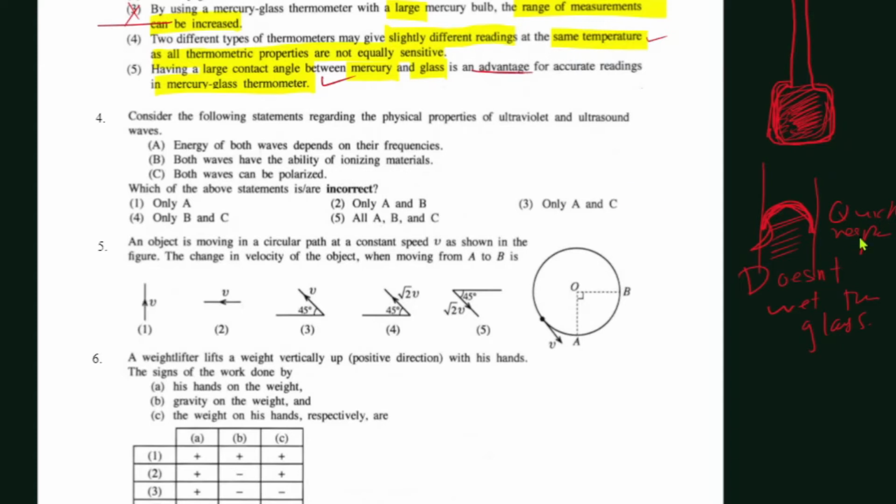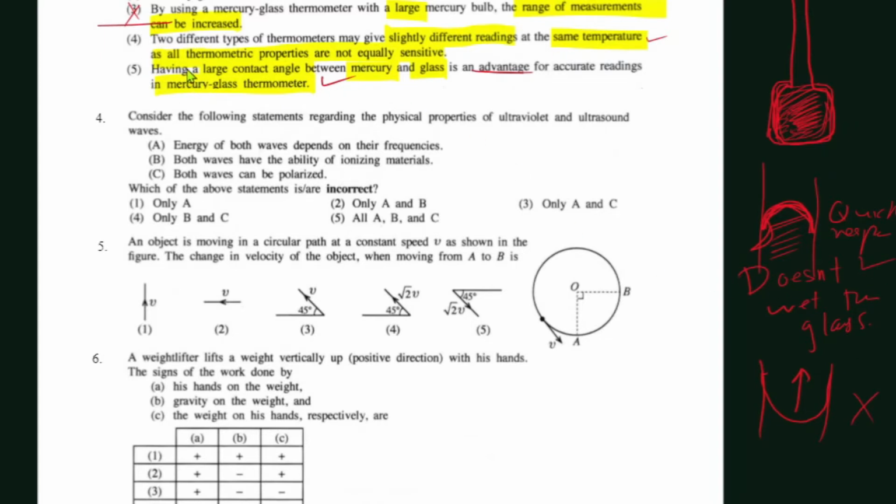It's an advantage because if it has a large contact angle, it will not wet the glass. If it doesn't wet the glass, it can quickly respond, right? It will quickly respond. If it wets the glass, it will take a lot of time to show some response, right? So it's not a good thing actually, right? So this is the best, right? So therefore that is also correct.